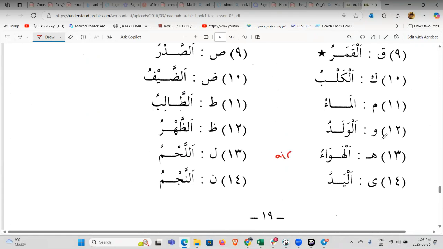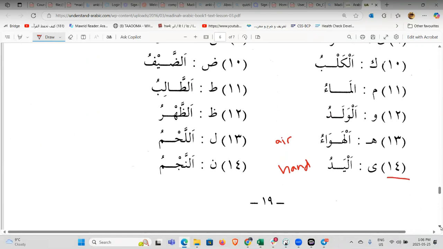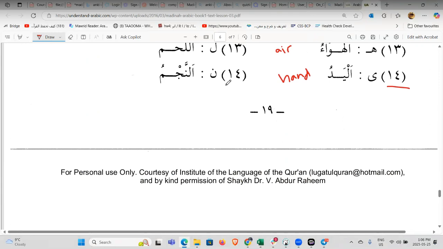Now, everything that's not on this list is a sun letter. Al-yad, the hand. So these are all the moon letters. There are 14 of them. The sun letters, there are also 14. So together we have 28 letters of the alphabet.